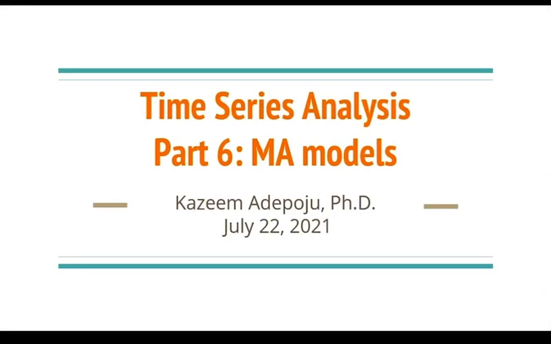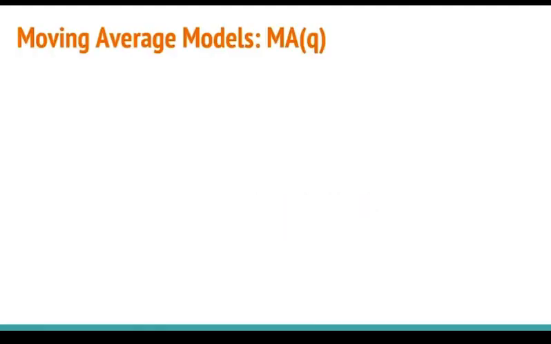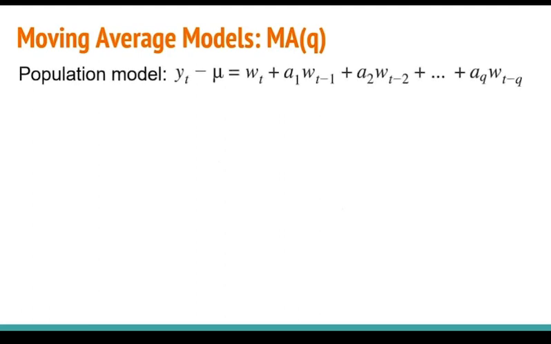To discuss another form of time series models that we call moving average models, or MA models. So, the moving average models of order Q. I'm going to show you now the difference between the moving average models and the autoregressive models. The autoregressive models relate the current value of the time series to the past values.